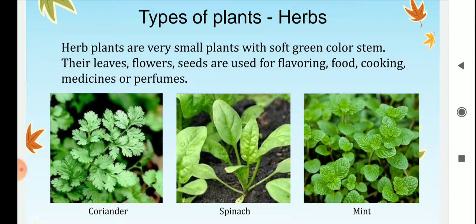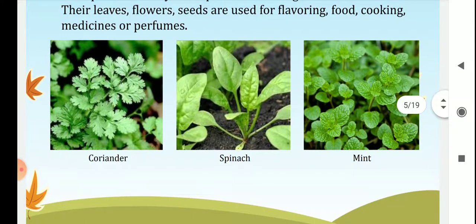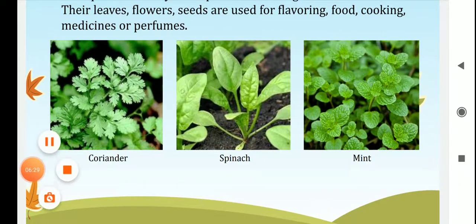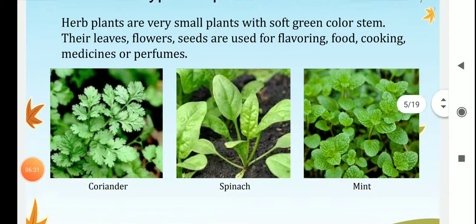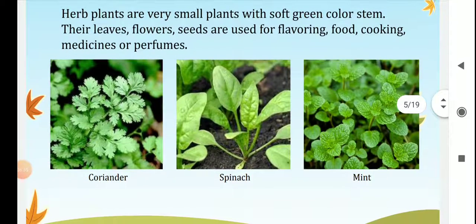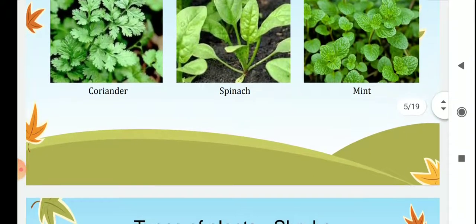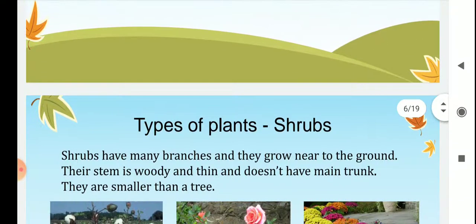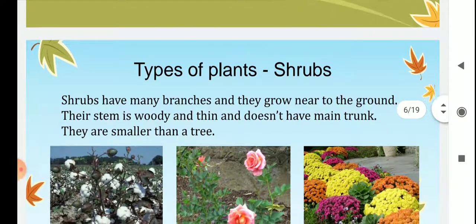So the examples of these herbs are coriander, then spinach, then mint. All are very common examples of herbs present in our world, and these all belong to the plant kingdom.